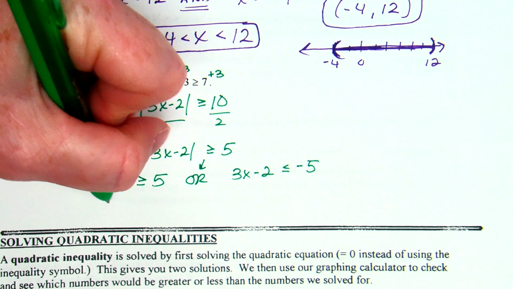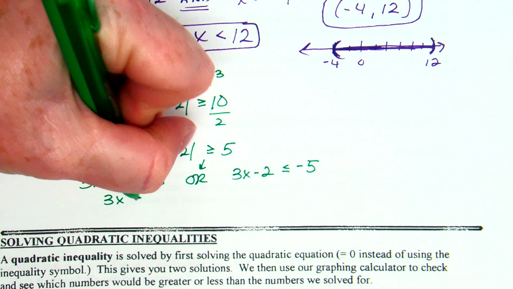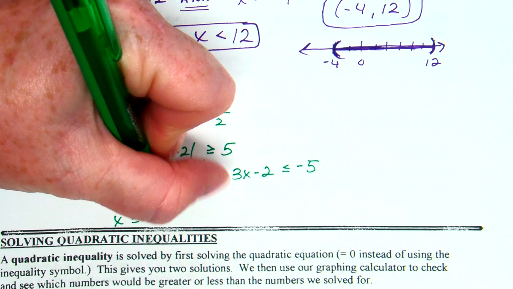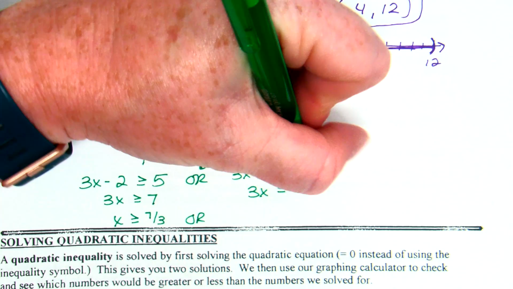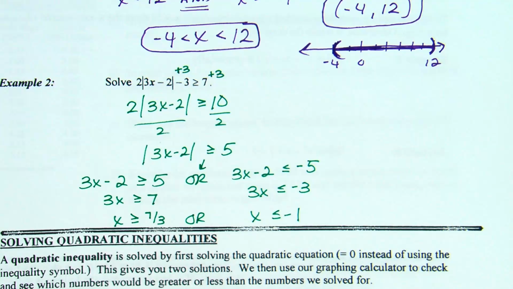Do the solving. Let's see, if I add 2, 3x is greater than or equal to 7. Then I have x greater than or equal to 7/3. Or, add 2 over here. 3x less than or equal to -5 plus 2 is -3. Divide by 3. X is less than or equal to -1.